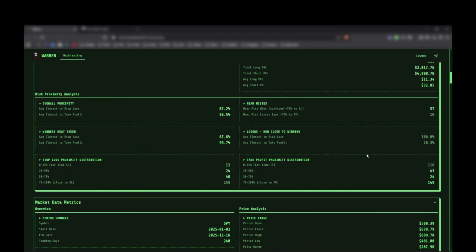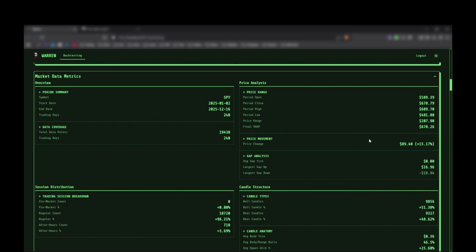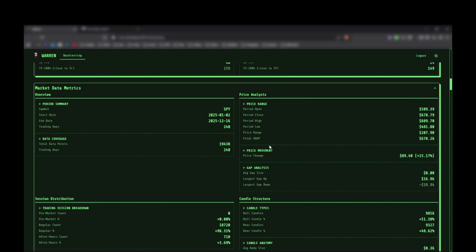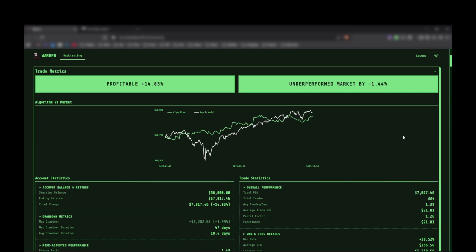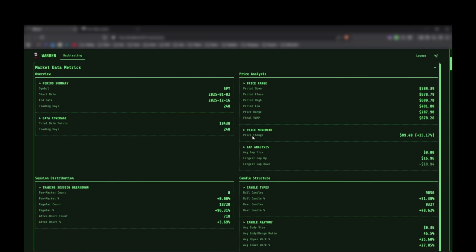So some more stats. I don't have time to go through all these. Here's some market data metrics. Okay, so we looked at how trading performed, and basically it was okay. The algorithm, the way it was configured, was okay. Now look at market data metrics. This just tells you about the market data that you tested. So this doesn't tell you about the trades. This just gives you metrics on the data itself.